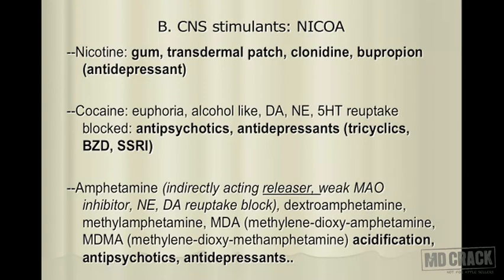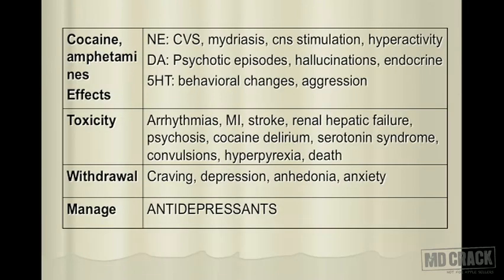dioxymethamphetamine. If you get toxicities with these drugs, I need to tell you, all these drugs are supposed to be alkalis. And this is why you need to acidify the urine. So there's acidification of urine, acidification of plasma with the help of intravenous ammonium chloride. And for managing the addiction, again, we need to use antipsychotic drugs and antidepressant drugs. So that's about the CNS stimulants, nicotine, cocaine, and amphetamine.